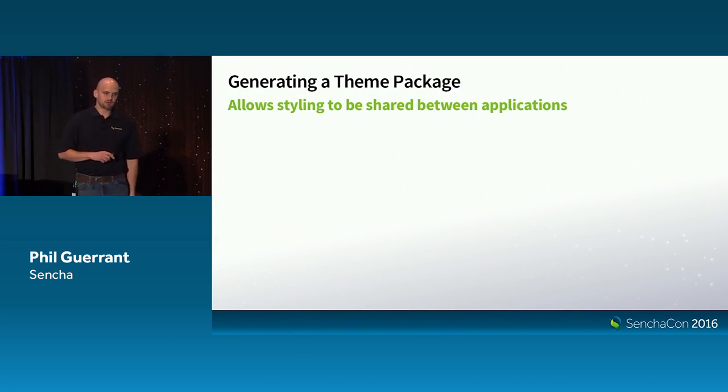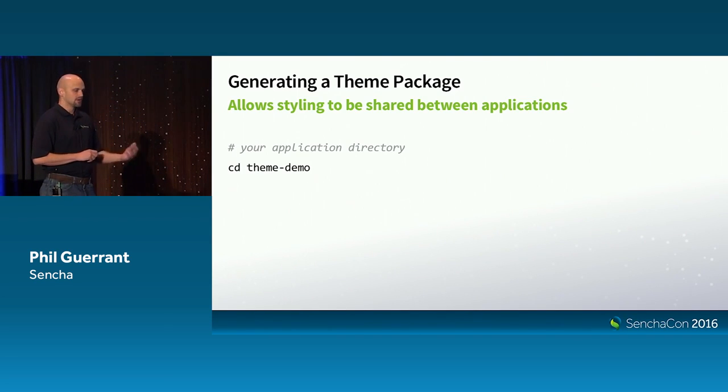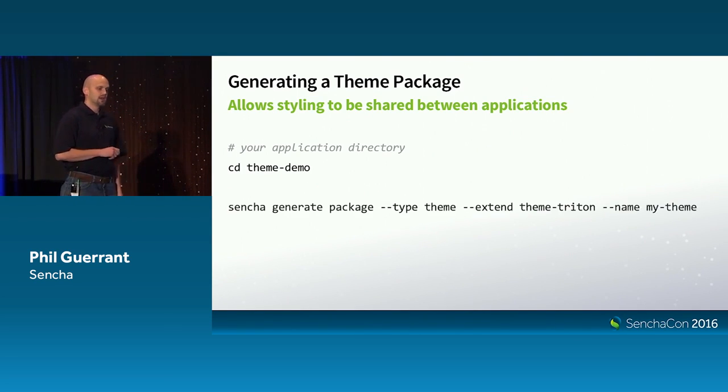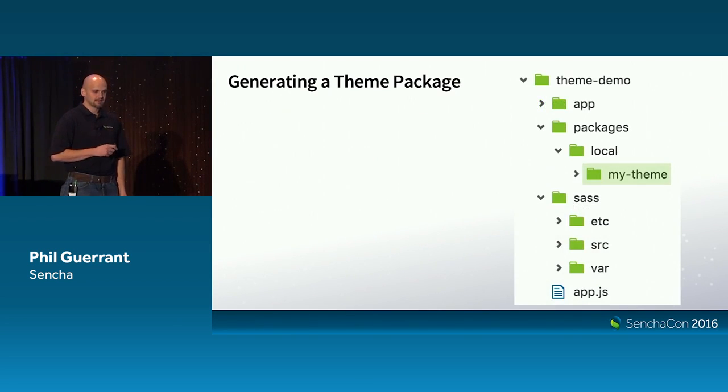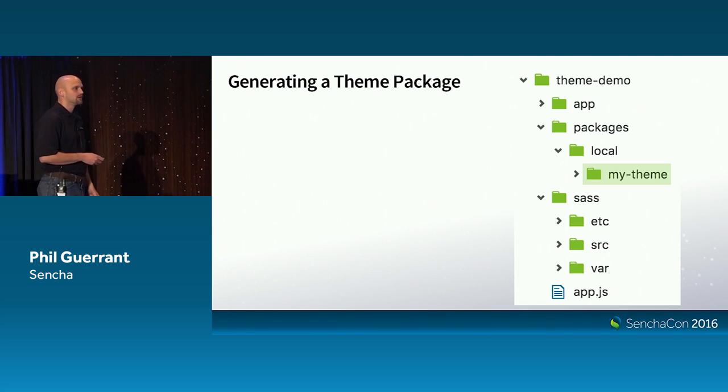To share styling between applications, you need a theme package, which you can do by going into your application directory and running a sencha generate package of type theme. You tell it what theme you'd like to extend, and then you name it. It's as simple as that. That drops a theme package into the packages directory of your application, which you can then copy elsewhere, share around, put in source control if you want.